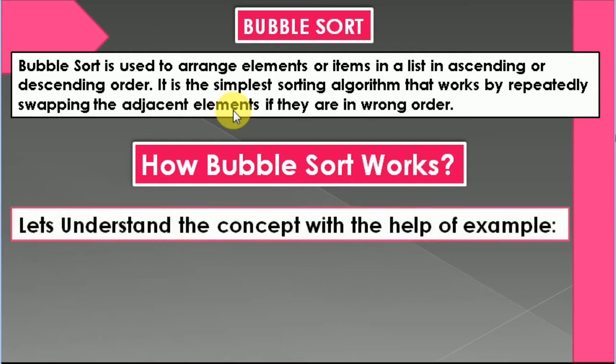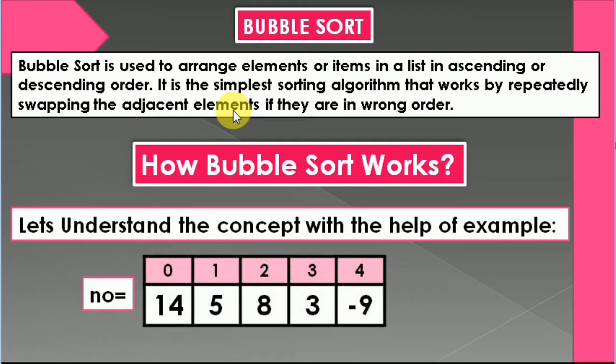So for that, with the help of an example, we are going to understand that. So I declare one list with the name of the variable is no, and the numbers are 14, 5, 8, 3, minus 9. 14 at 0 index, 5 at 1, 8 at 2, 3 at 3 and minus 9 at 4.